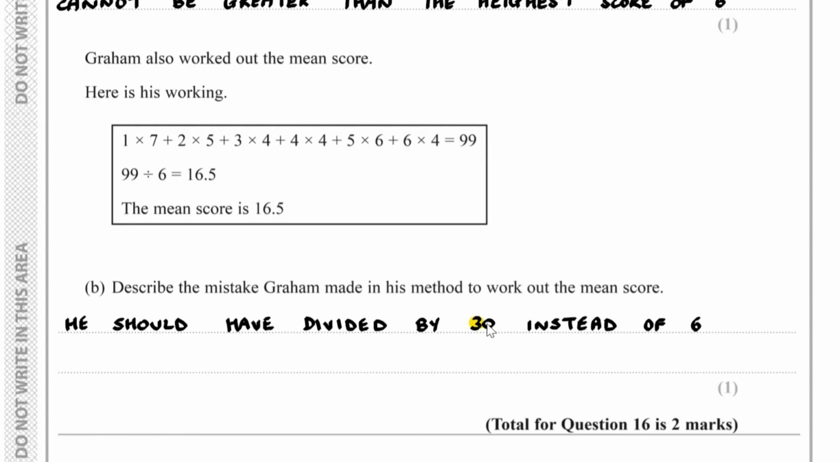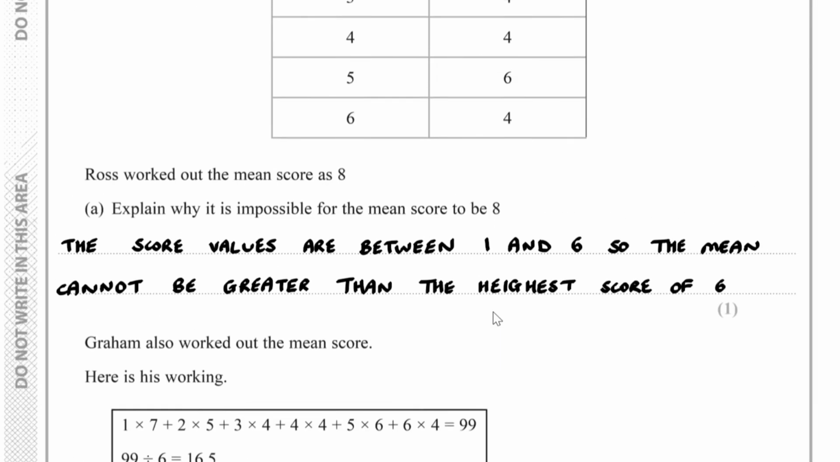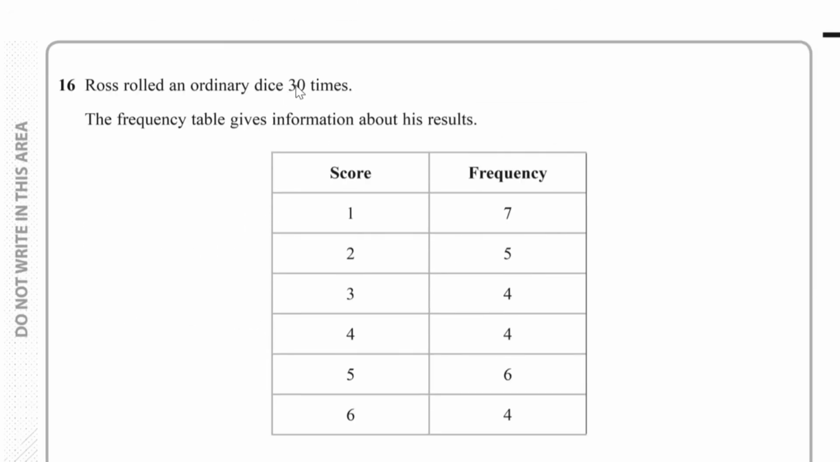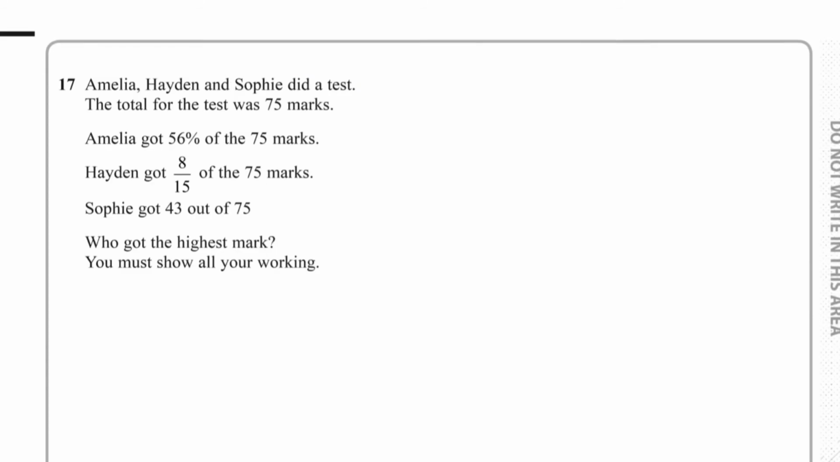So the reason we divide by 30 instead is because we roll the dice 30 times.